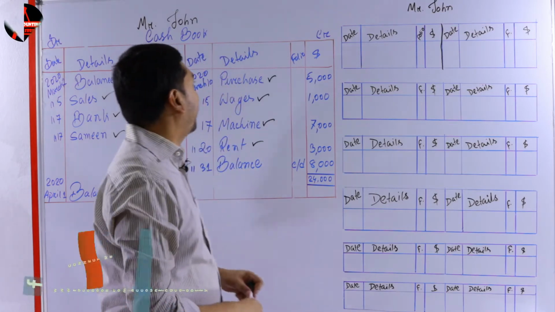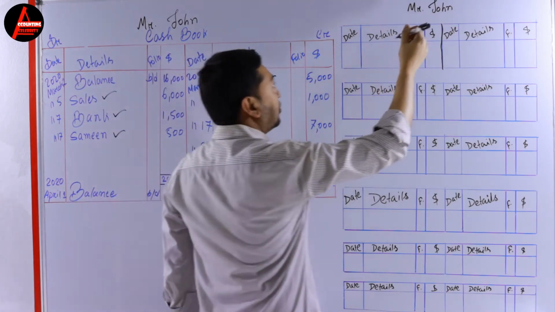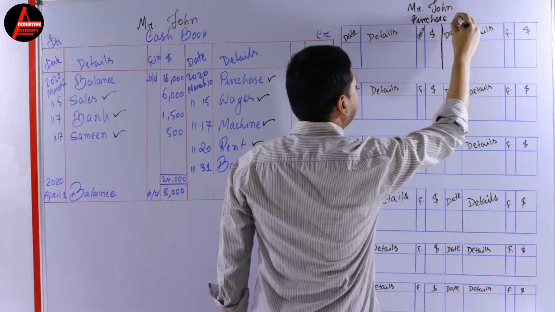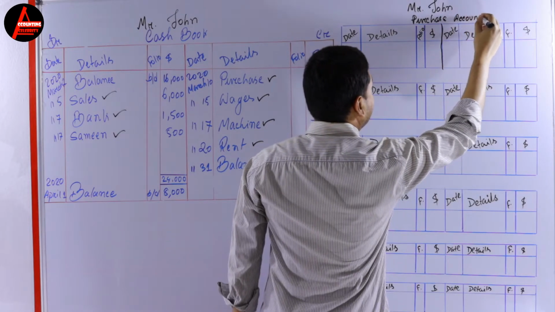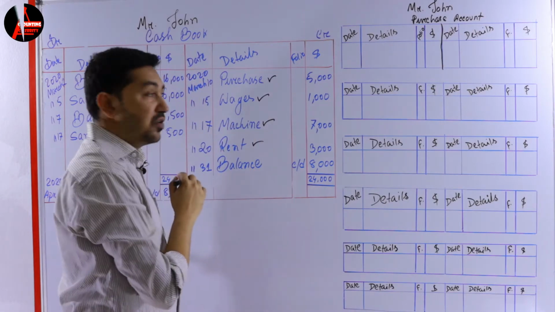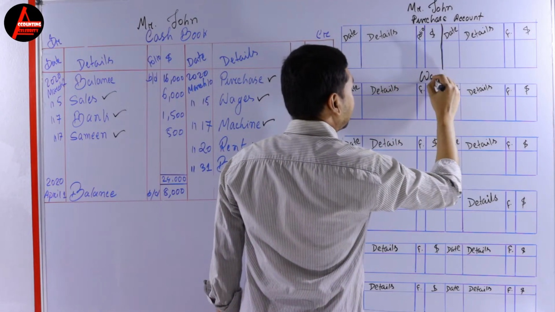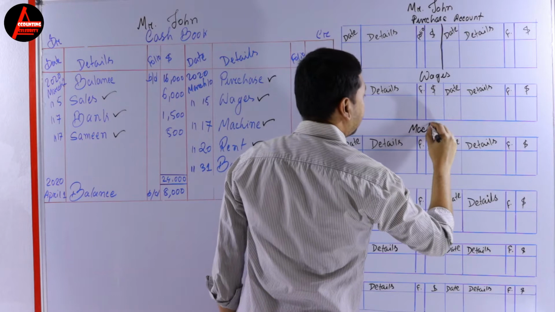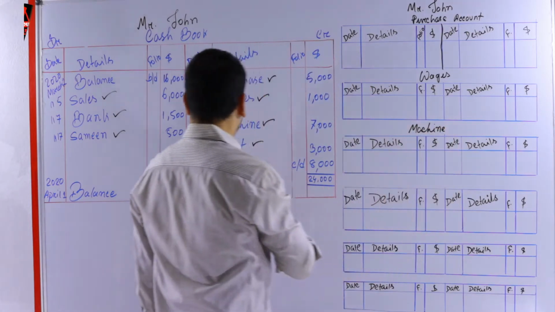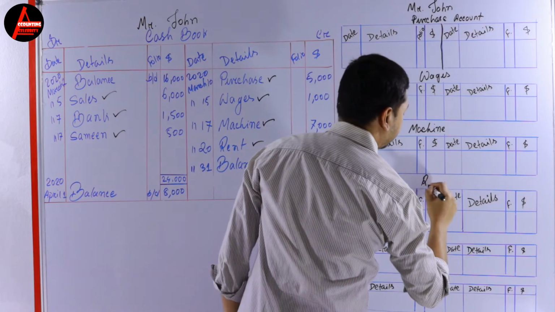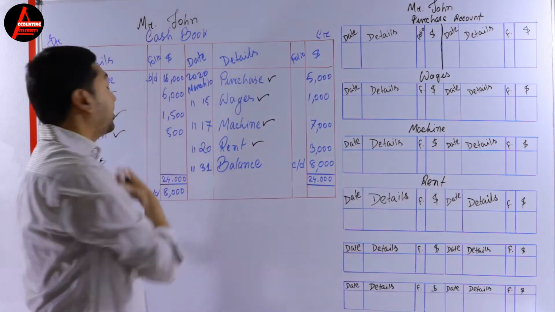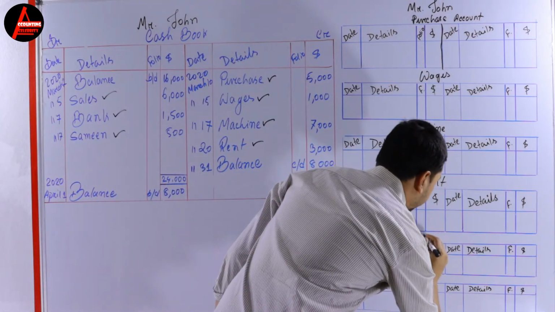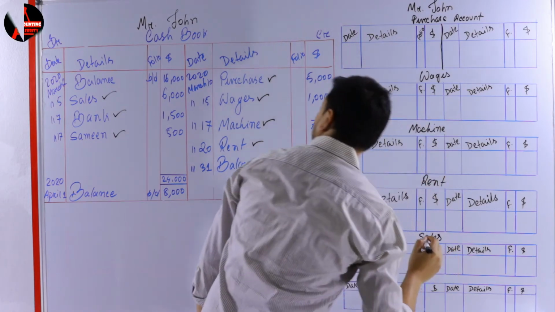Okay, so first of all we can do purchase. So let us write here purchase account. Then we have wages, so let us write wages. Then we can write here machine account, and rent account. Then on the debit side we have sales, bank, and sum in. So let us write here sales account, and what is next? The bank.